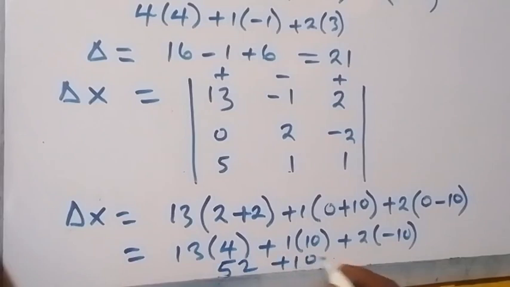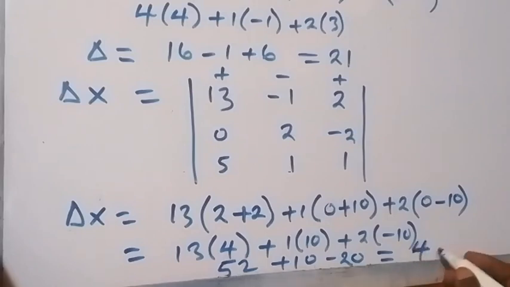52 plus 10 minus 20. And the determinant with respect to x now will be minus 10, then 52 minus 10, that's 42. So we have the determinant with respect to x here to be 42.